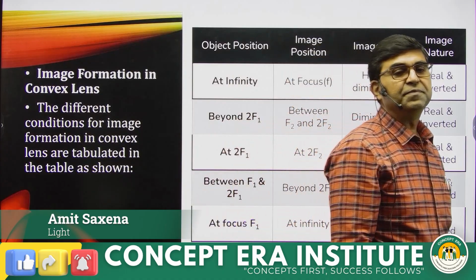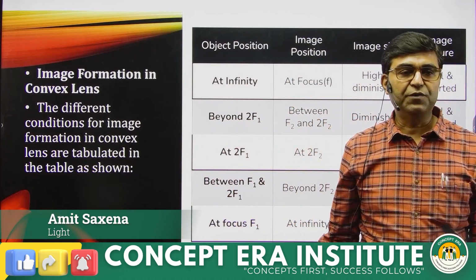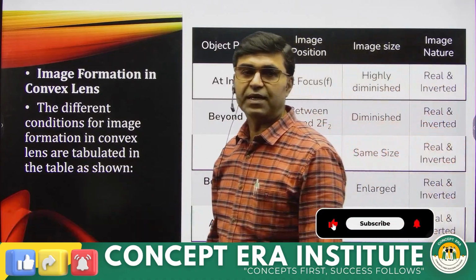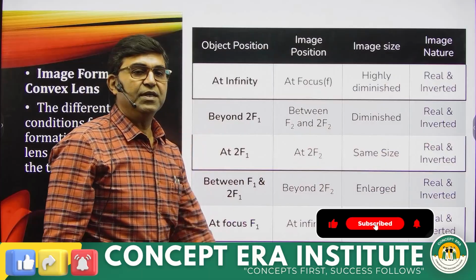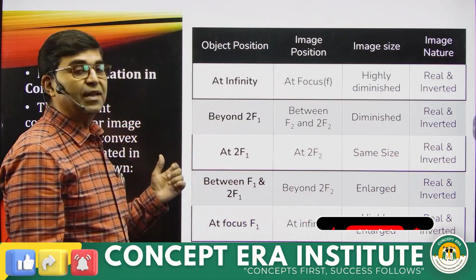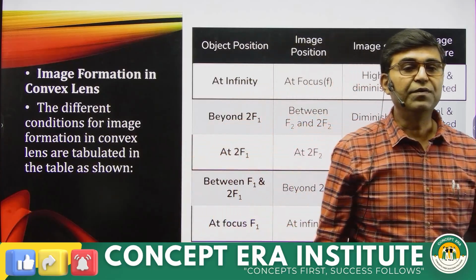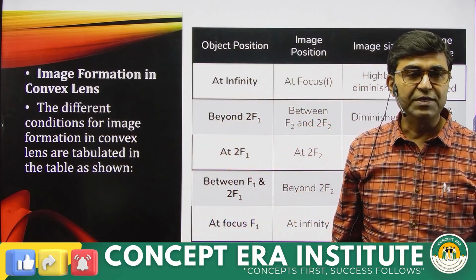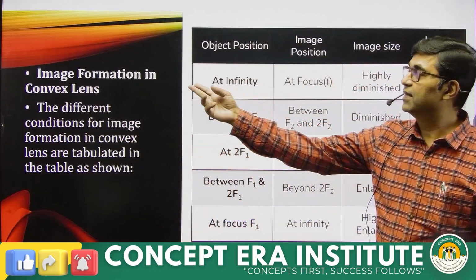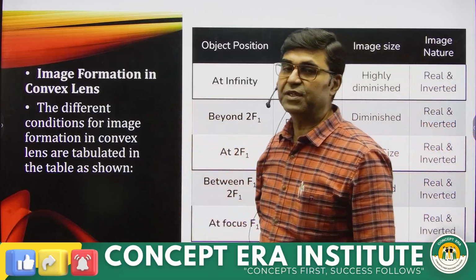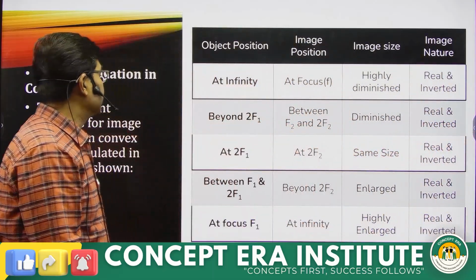Welcome, physicists. This is the concluding part 4 of the chapter Light, Reflection and Refraction that we were doing. In the last part, we did up to the sign convention of concave and convex lenses. Now, we'll take the case of image formation in convex lens.